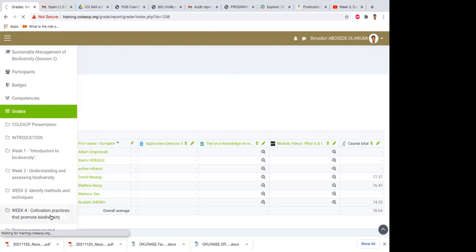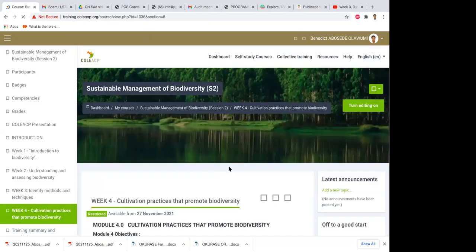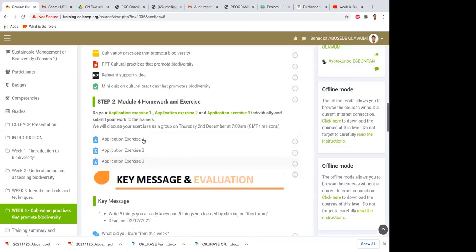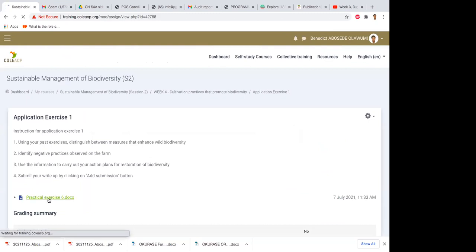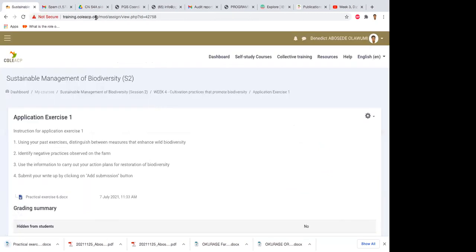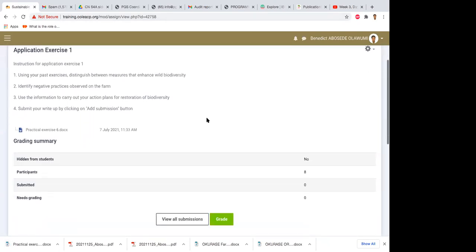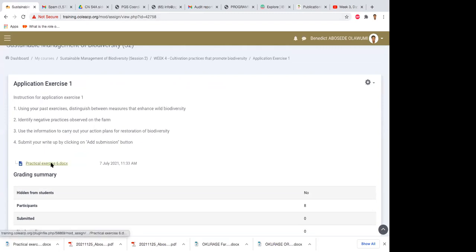So if you go now to week 4, in week 4 we have 3 assignments. And it would be nice if you start these assignments today, because by Thursday, it's going to be late. So this is the assignment. We have 3 assignments to do this week, and these are the assignments. They are very, very simple.